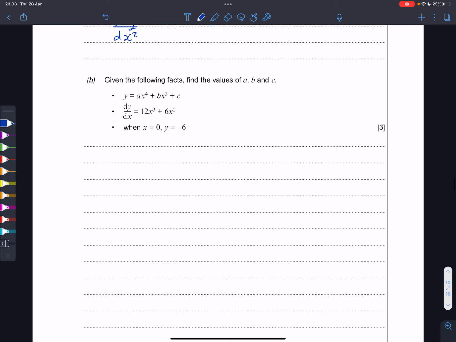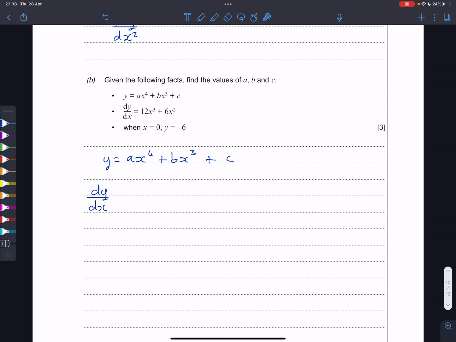Okay, part B. Given the following facts, find the values of A, B, and C. Okay, so we've got an expression for y. Now we know A, B, and C are constants, but we just don't know what they are. So let's just treat them like constants. So I can actually differentiate this expression.